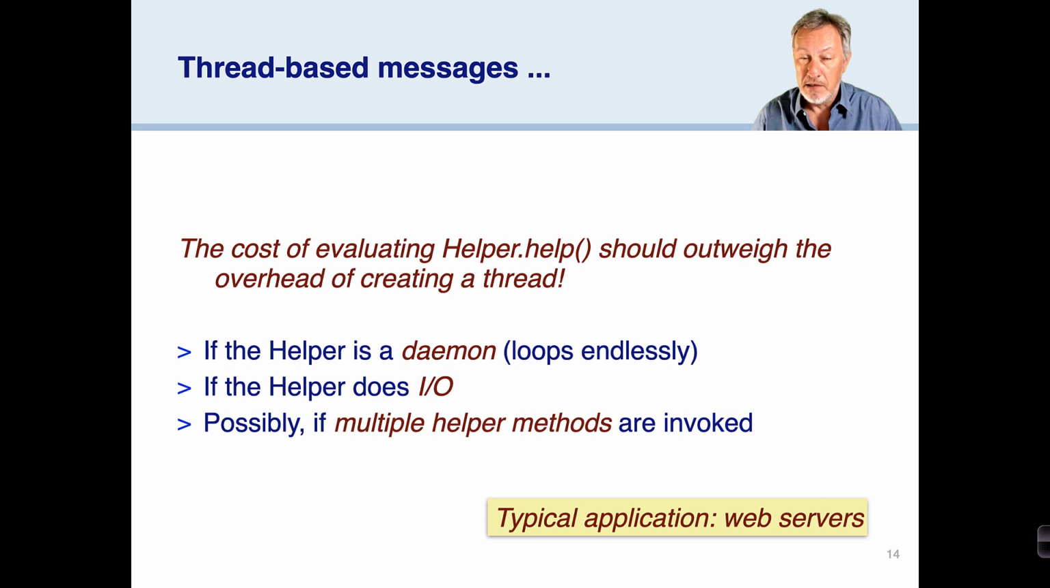So if the helper is a daemon, a daemon that will loop endlessly, performing various different kinds of tasks over time, or if the helper does some I/O. As we know, usually the cost of I/O overwhelms the cost of any normal kind of computation. There are very few kinds of computation that are very expensive. And possibly if there are multiple helper methods being invoked, if it's a complex algorithm. So a typical kind of application might be a web server.